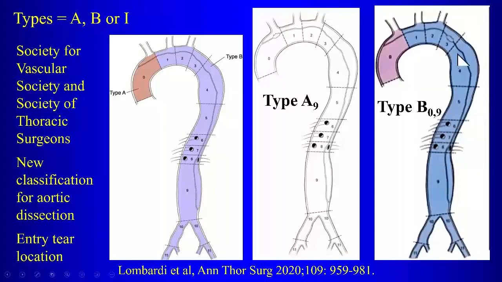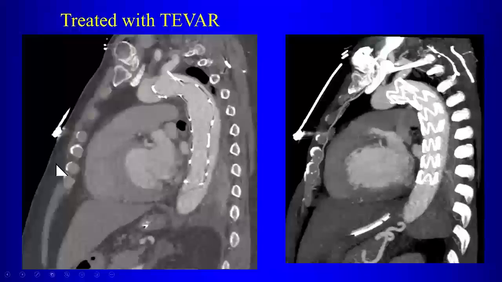So something like this, where the entry tear is in the descending aorta, but it goes to the ascending aorta and keeps going down to the descending aorta. So this would be classified as a type B subscript 0 to 9. And the reason for that is the treatment that the patient would receive. Because for the treatment here, if they're able to close the entry tear, then the patient would not require surgery on the ascending aorta. And so this patient, the patient that I showed you, was treated with an endograft.